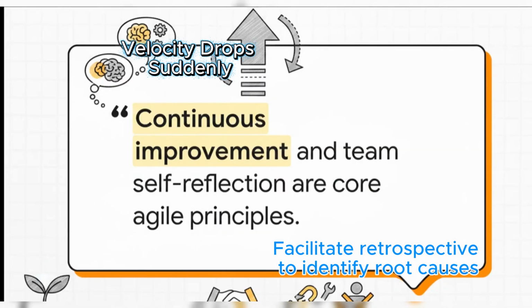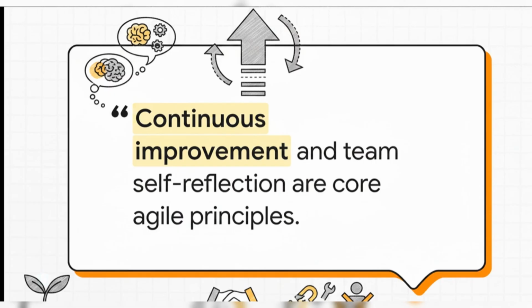And why do we choose retrospectives over punishment? Well, because continuous improvement and team self-reflection are core Agile principles. We have to trust the team. If velocity is dropping, the system is likely broken, not the people.